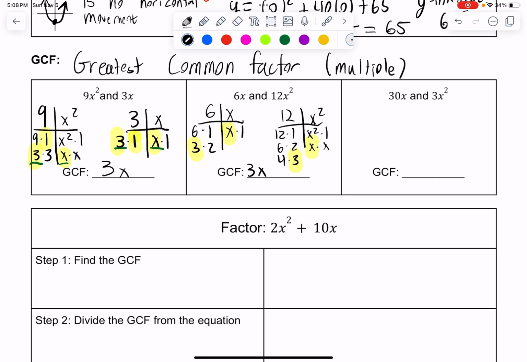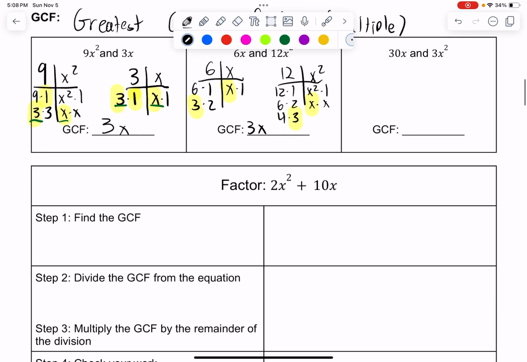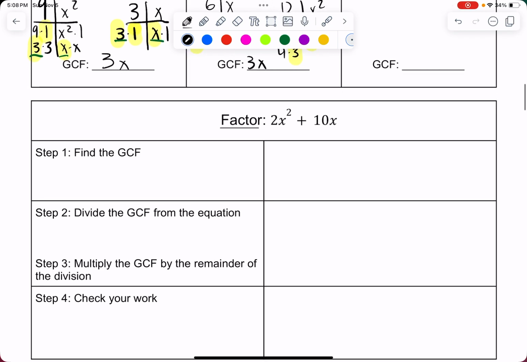So when you guys see this prompt to factor, that means we're trying to break it down into those two multiples, okay? So first, in order to do that, we need to find our GCF. So if we're finding our GCF, I'm looking at 2x and 10x. Well, 2 is easy. It's 2 times 1, and x times 1 is my other factor.